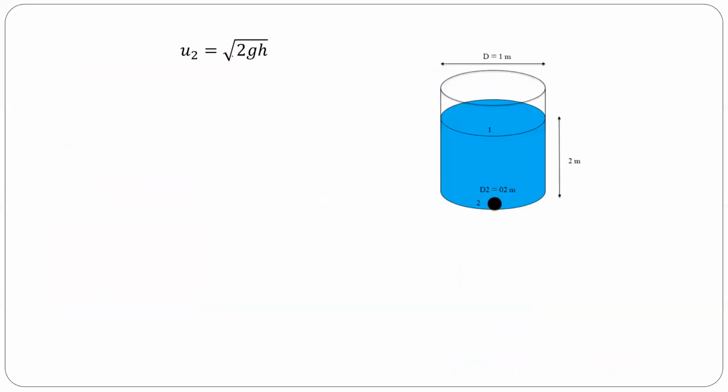So let's use that. U2 is square root of 2gh, right? So again, U2 is the velocity right here. But again, let's go back to the question. What is asked is the time to drain the tank? And where do we base our solution? Sa anong velocity? Is it the velocity right here or the velocity at that point?